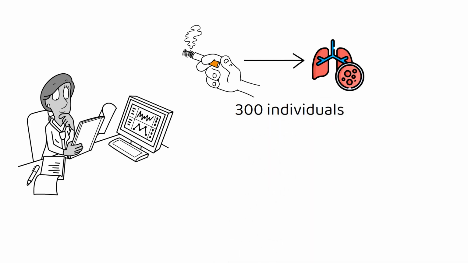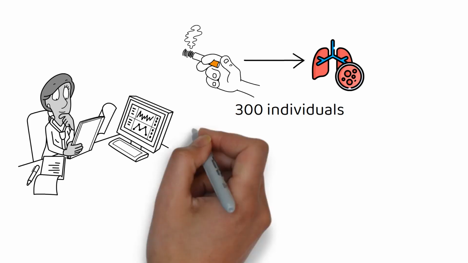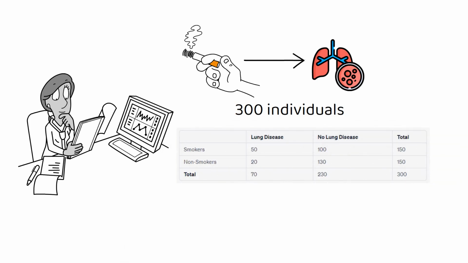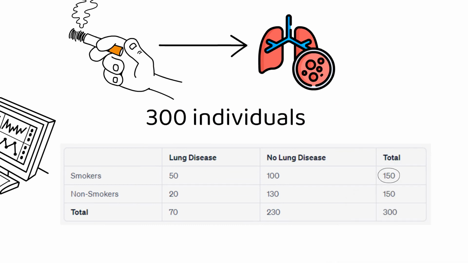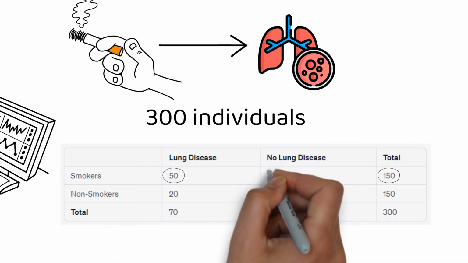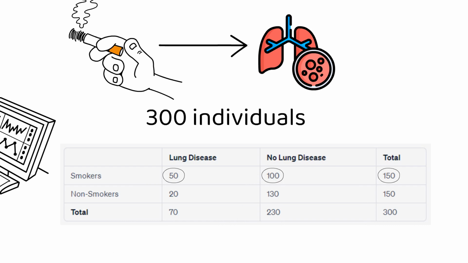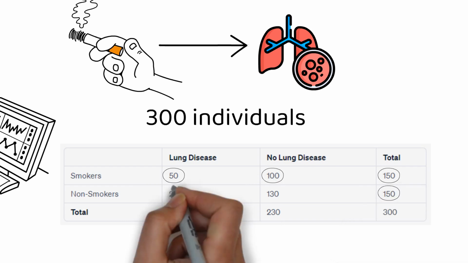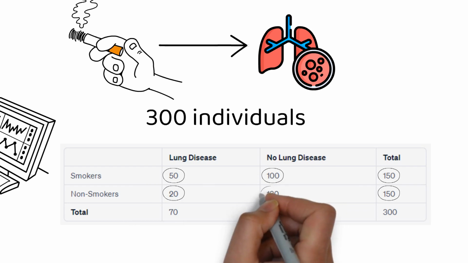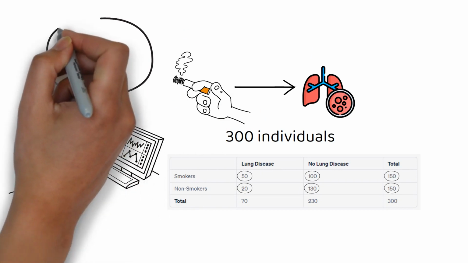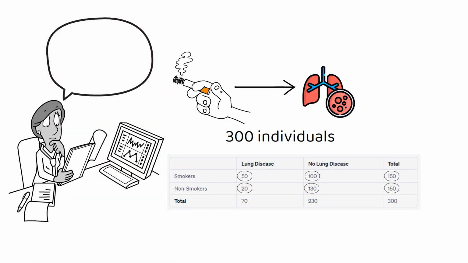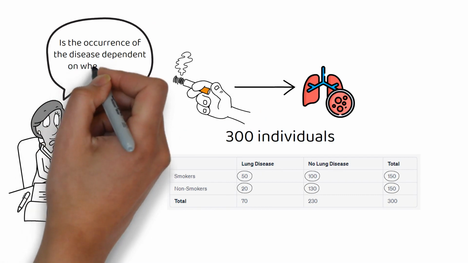The researcher divides the participants into two categories: smokers and non-smokers. They also categorize participants as either having lung disease or not. The data collected could be summarized in a contingency table. Of the 150 smokers, 50 suffered from lung disease, while 100 did not. Of the 150 non-smokers, 50 suffered from lung disease, while 100 did not. The researcher wants to determine if smoking is independent of developing the lung disease. In other words, is the occurrence of the disease dependent on whether one smokes?